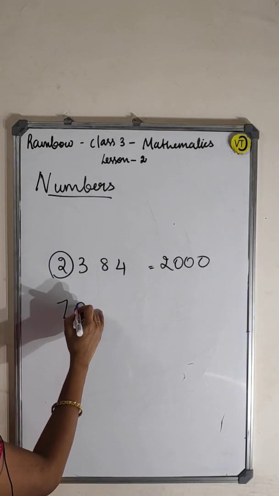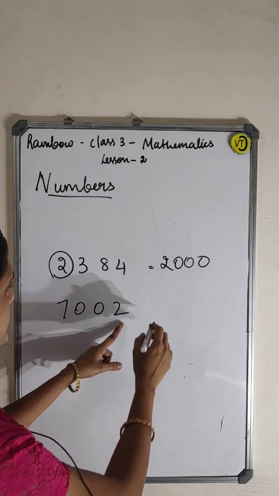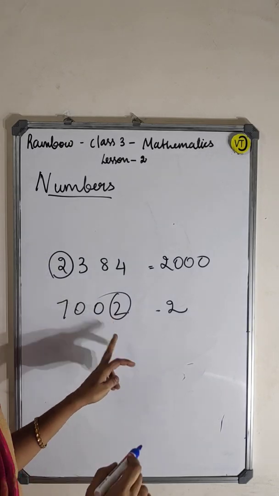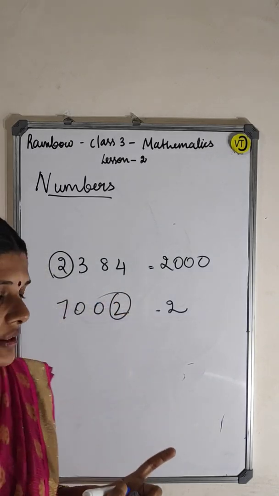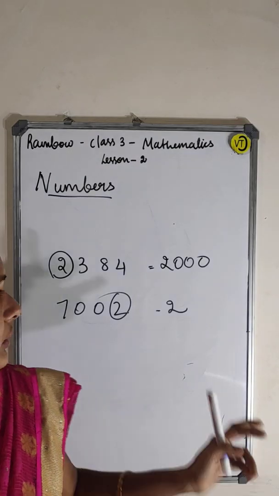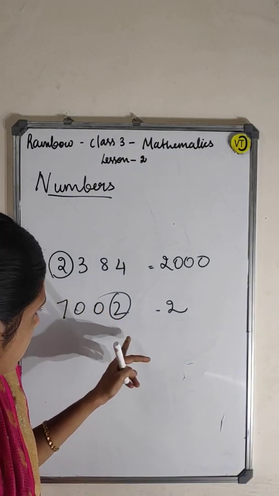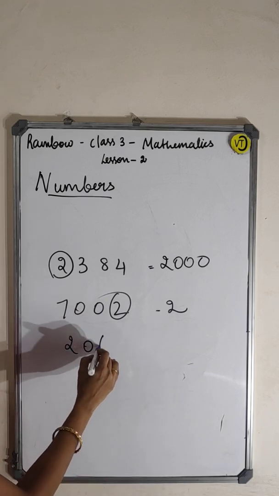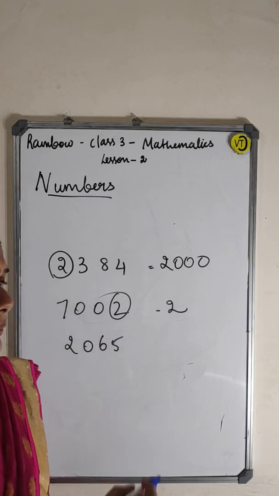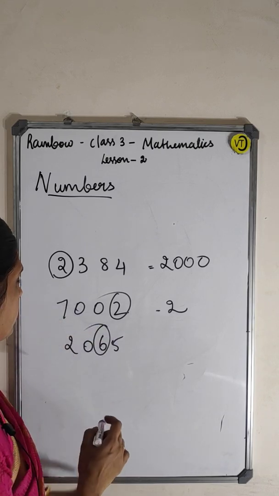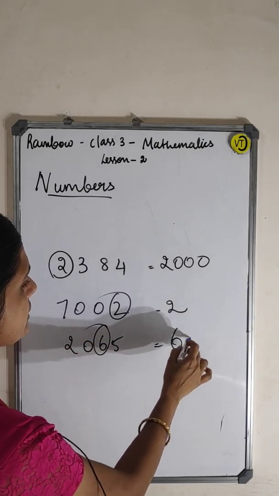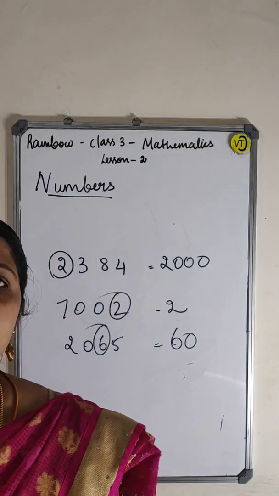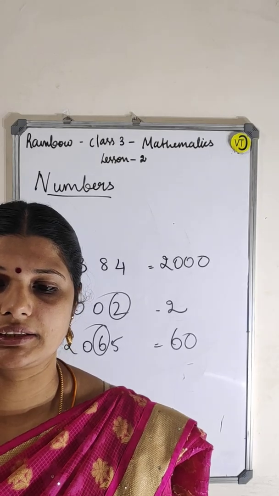Now here 7002 is there. Here I circled 2 again. So 2 into 1, ones, right? 2 into 1 is equal to, again, 2. The place value of 2 in 7002 will be what? 2 only. The next value is 2065. What is the place value of 6 here? Okay, ones, tens, the place value is 60 here. So you understand, right, how to give the place value of each digit.